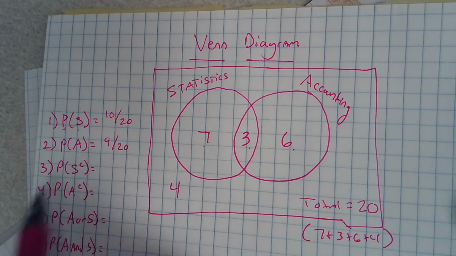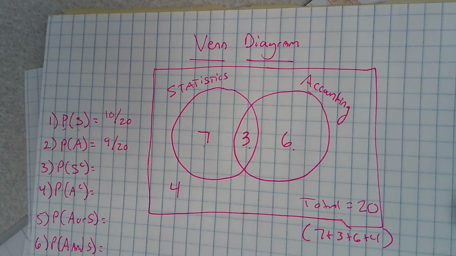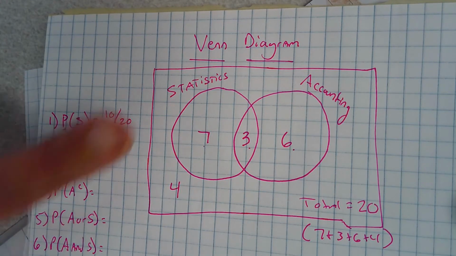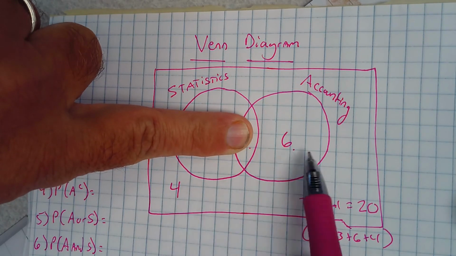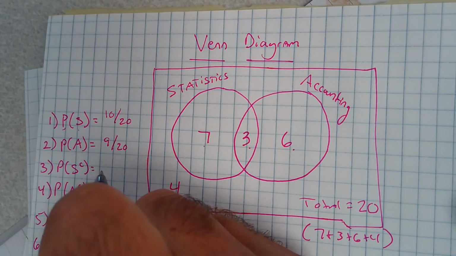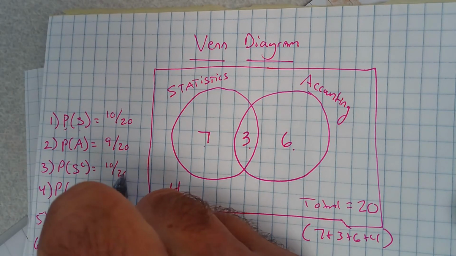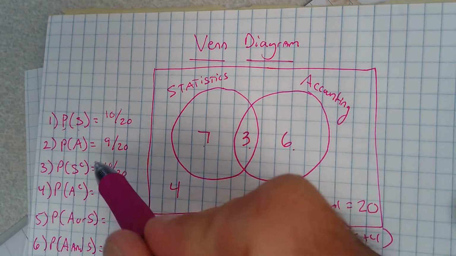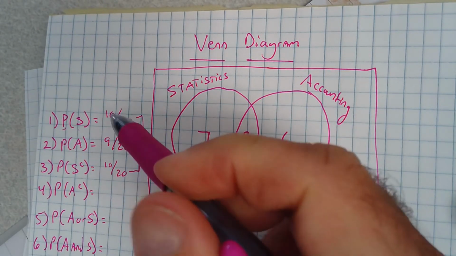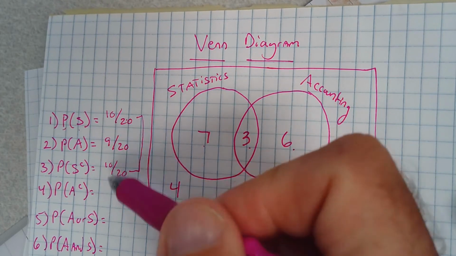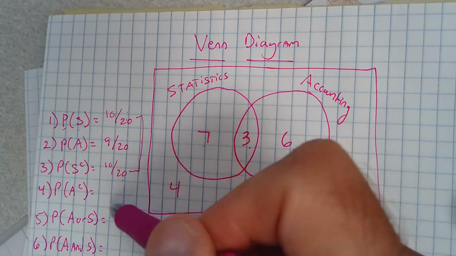Now this next little symbol, that little C there, is called the complement, which basically means the probability that you are not taking a stat class. If I covered up that stats circle, how many people are not in a stat class? 10 out of 20. And what should make sense is that the probability that you are in the class and not in the class should add up to 100%.